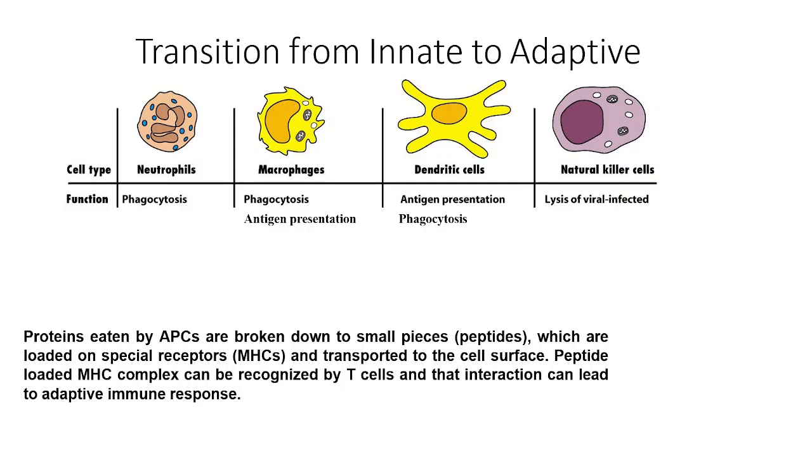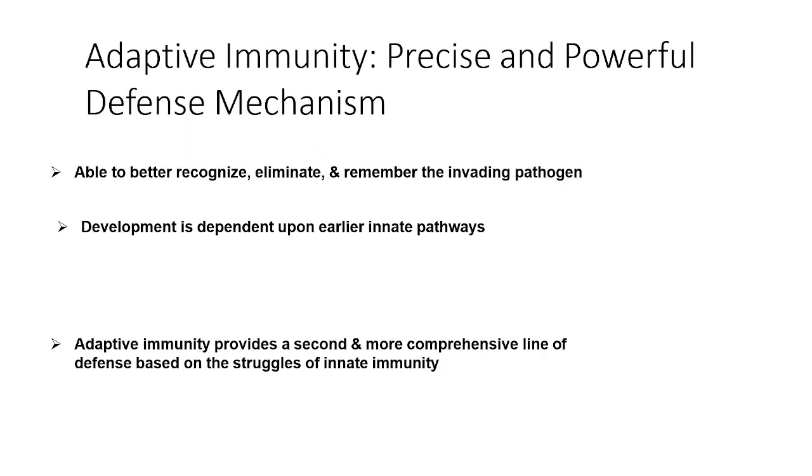Proteins eaten by the antigen presenting cells are broken down into small pieces, which are loaded on special receptors like the MHCs and transported to the cell surface. The peptide-loaded MHC complex can be recognized by the T cells, and that interaction can lead to an adaptive immune response. Adaptive immunity is a precise and powerful defense mechanism. It is able to better recognize, eliminate and remember the invading pathogen. Its development is dependent upon earlier innate pathways, and adaptive immunity provides a second and more comprehensive line of defense based on the groundwork of the innate immunity.